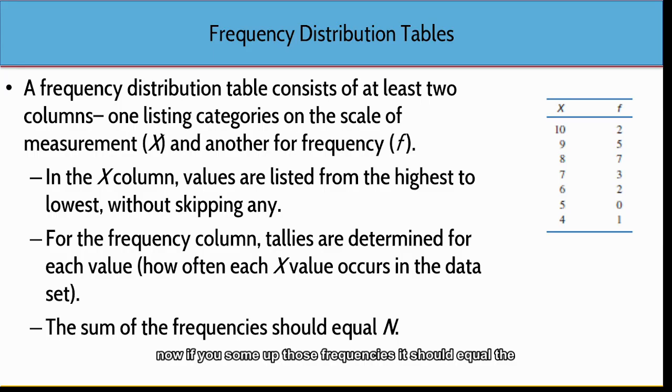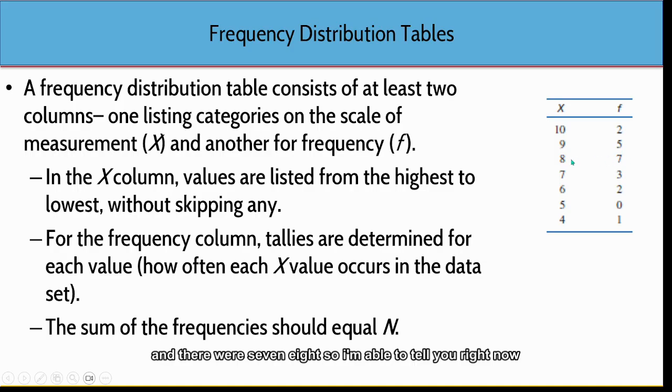Now, if you sum up those frequencies, it should equal the N, which is the size of your sample that you're talking about. So in this particular example, I have X values of 10, 9, 8, 7, 6, 5, and 4. And then my frequency shows me how many times that value appeared in the data set. Just by eyeballing this distribution, I can see that there were no 5s in my data set. There was only one 4, and there were seven 8s.